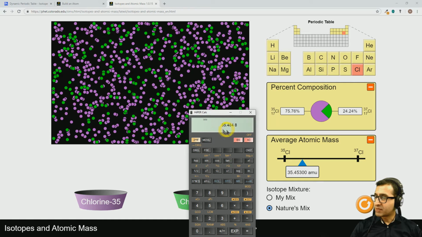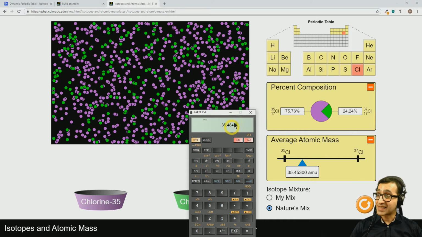And you get 34.48. Now this number here also takes into account the tiny proportion of atoms of chlorine-36, so it's not exactly the same, but this is how you calculate a weighted average, this is how you calculate relative atomic mass. So that's it for relative atomic mass.